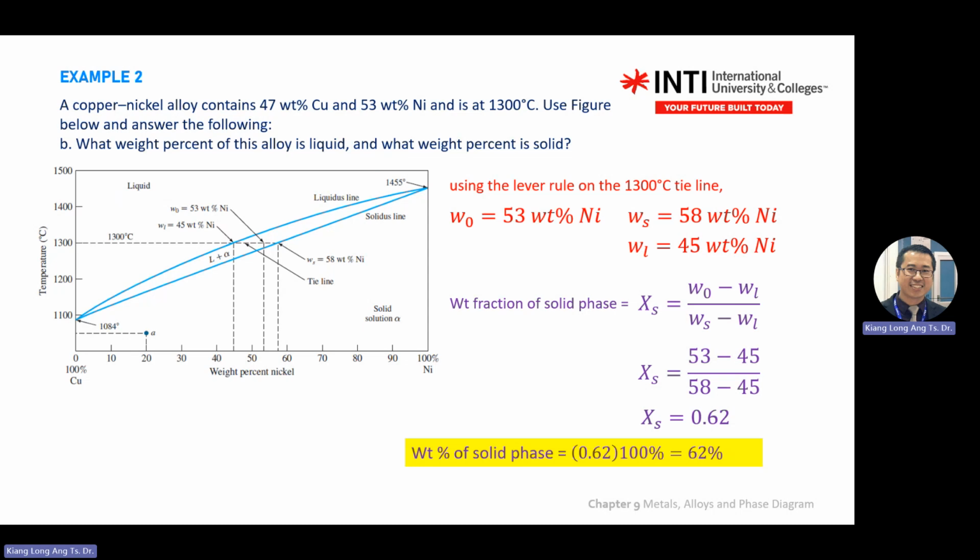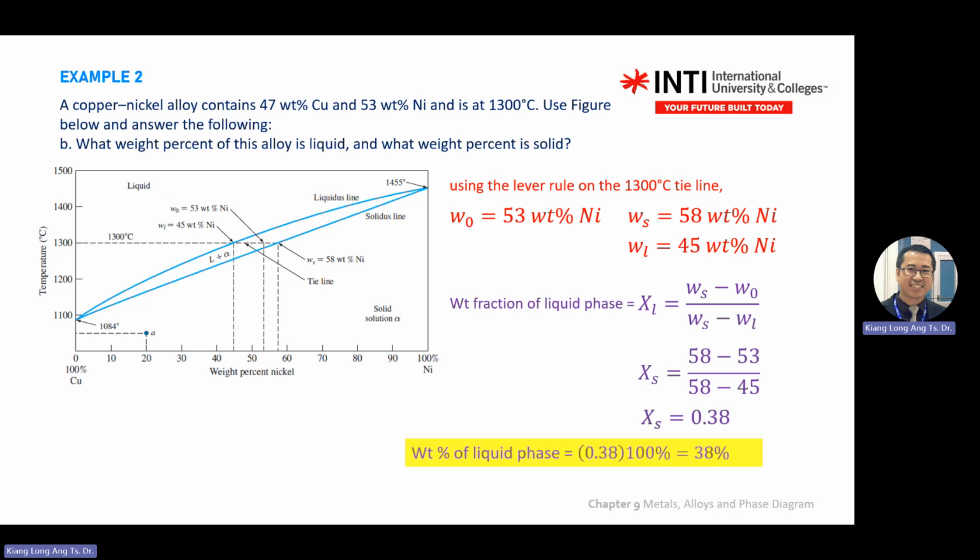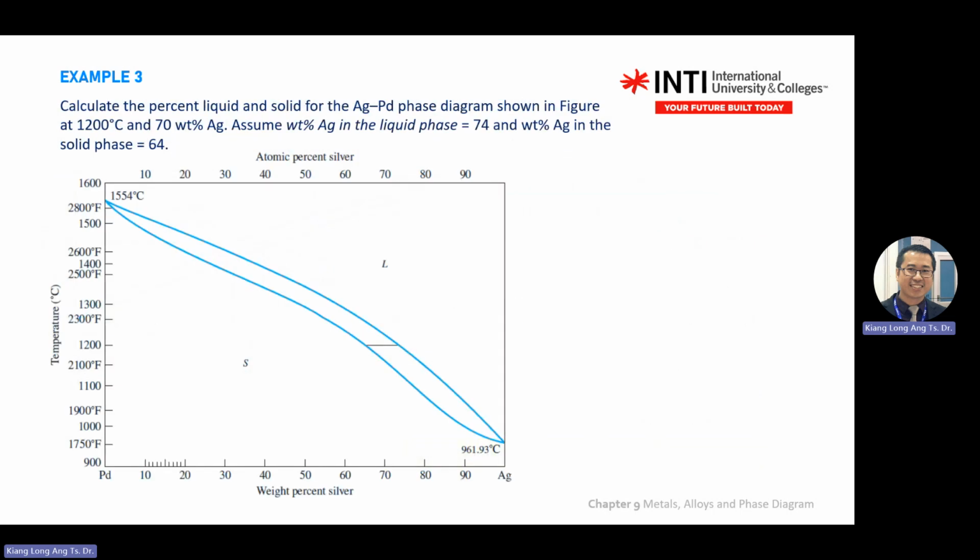Okay, any question? Easy, right? Okay, liquid phase, if you do it, you also get 38%. If you answer by putting 100% minus solid phase percent, it is also correct. Okay, this is just a test. You see whether you're able to understand.